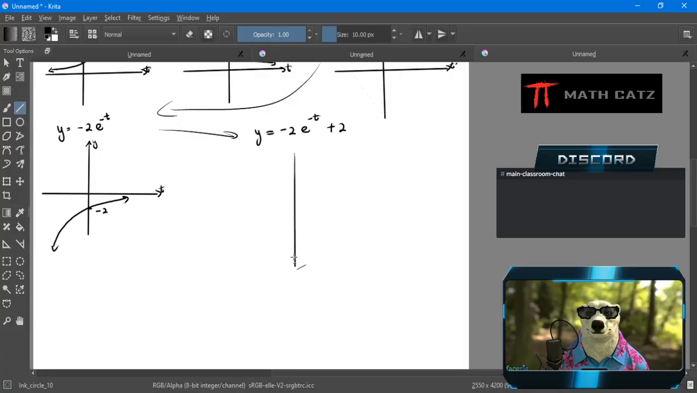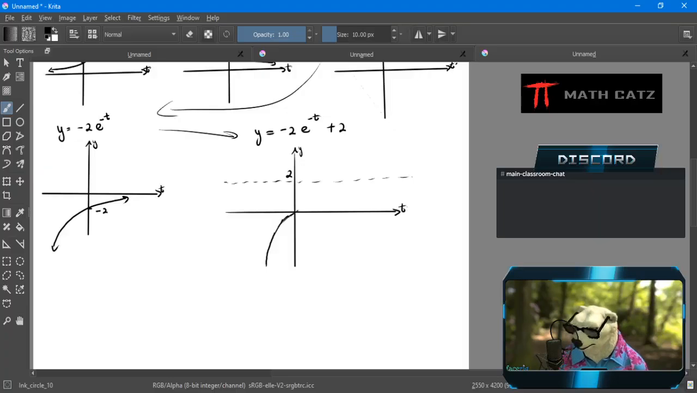What happens to my previous graph? It's a vertical shift up, and now this horizontal asymptote becomes visible at 2, shift up. The y-intercept is now going to sit at 0. There we go.